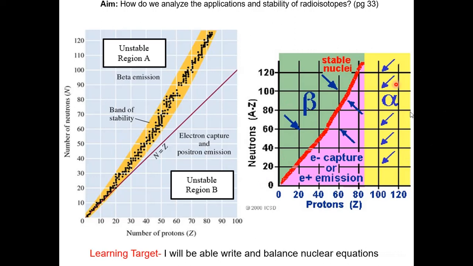Here's another version of the graph. The red line represents the band of stability. Depending on where your radioisotope is on this graph, you can predict what type of radioactive decay it is going to undergo.